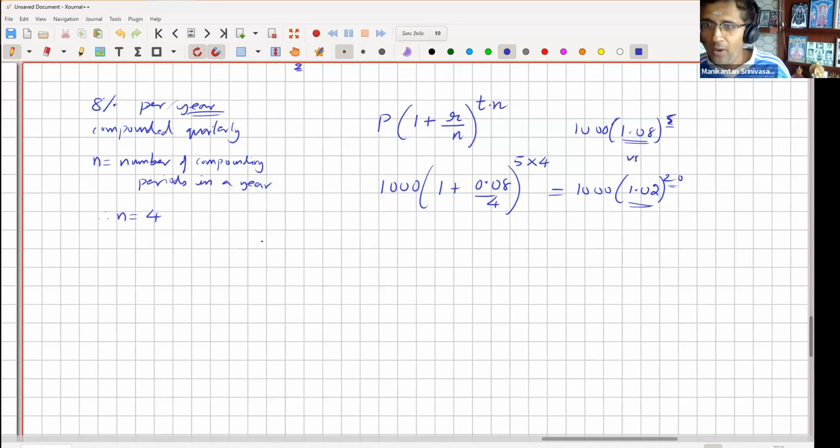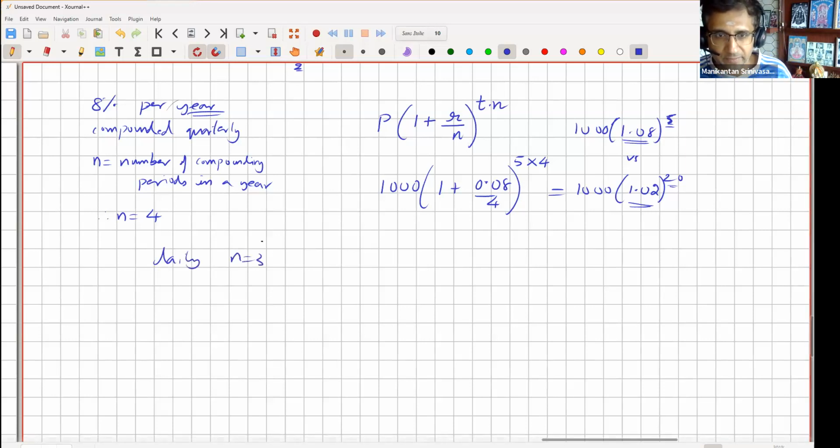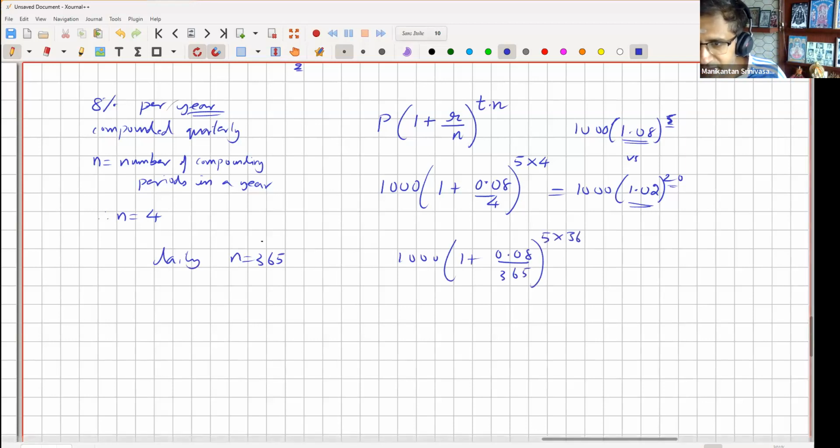Okay, now I can take it to the limit. What if compounding happens every day? So if it's daily compounding, then n is 365, right? So again, I'll write the expression here. It's 1,000 times (1 plus 0.08/365) to the power 5 times 365, since there are 5 years and 365 periods in each year.